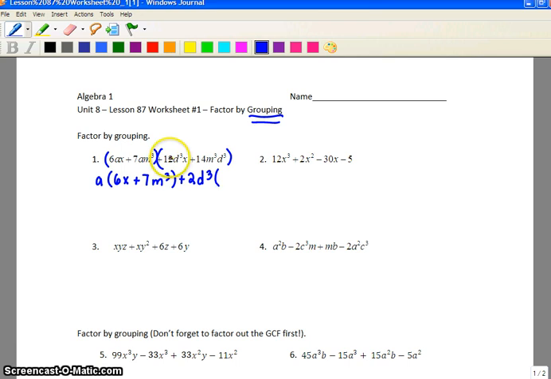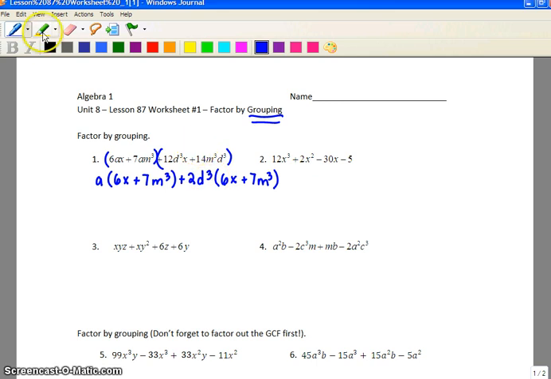When I do that, take out a 2 from that 12, it gives me 6. I took out the d to the third, so x is all I have left there. I'm taking out the 2 here, so I'm left with a positive 7. M to the third I have not done anything with. I took out that d to the third here, so it's gone. I factored out an a, and I factored out a 2d to the third.